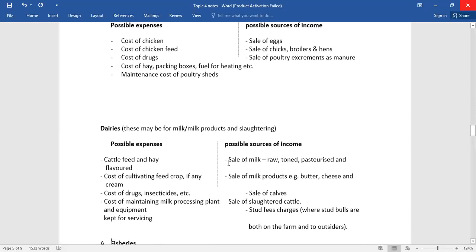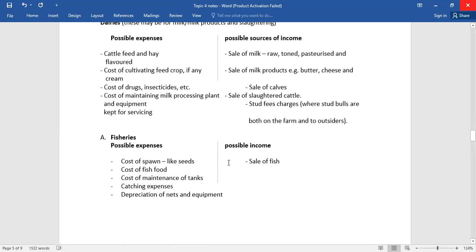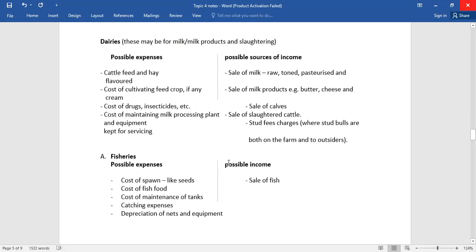For dairy farming, these are the possible expenses. So cattle feed, hay, cost of cultivating. So you can see it's explicit, it's obvious. Now the possible sources of income will be sale of milk or its product, sales of calves. We have sale of slaughtered cattle, stud fee charges.